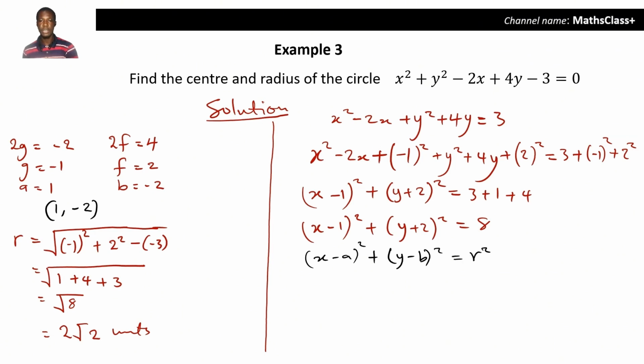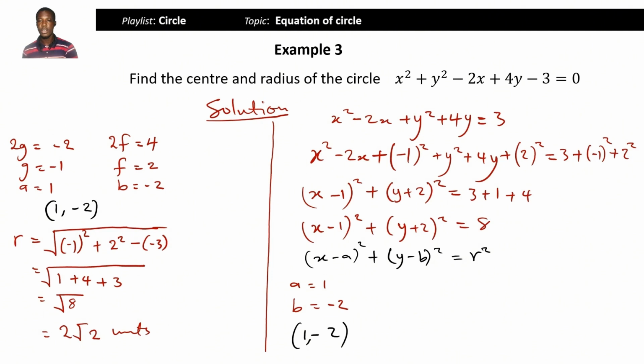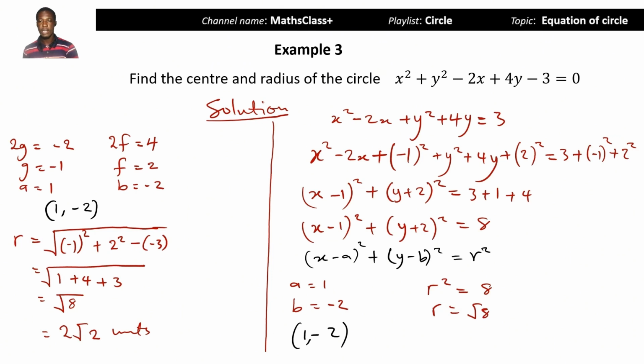When we do this comparison, we see that a is equal to 1, b is equal to negative 2. Therefore, it gives us the center (1, −2). And then we also see the radius squared as 8. So when you find the square root of both sides, you get the radius as root 8, and that is 2 root 2. So that is this.